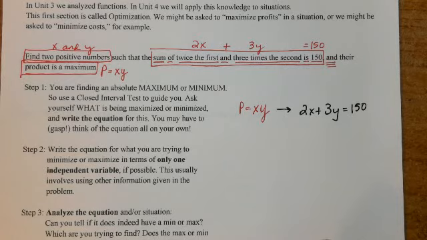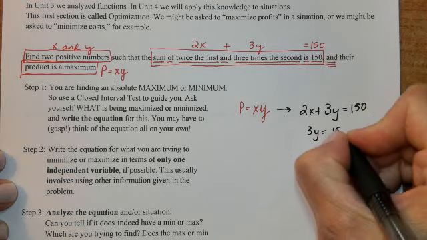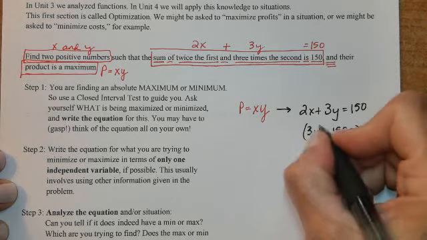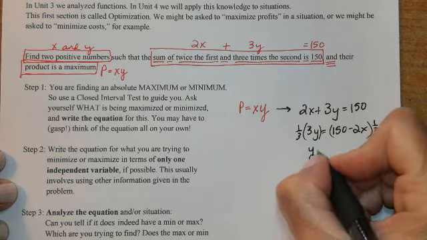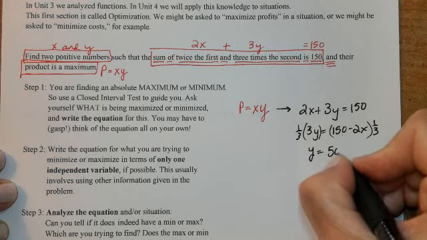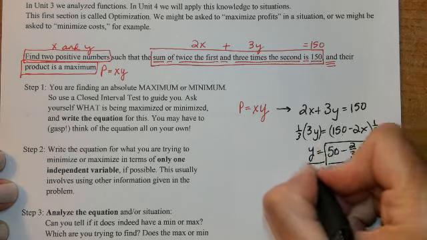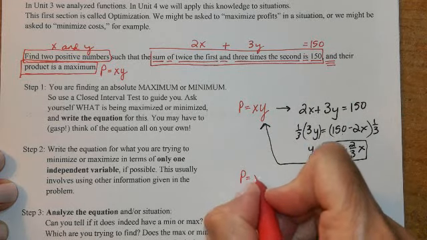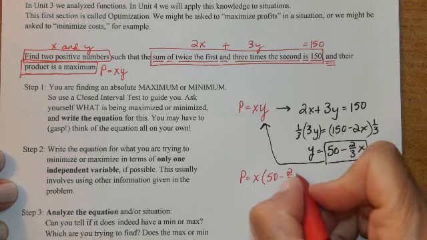It doesn't matter which one. I think in this case I'm going to solve it for y. So 3y will be 150 minus 2x, and then I'm going to take a third of both sides, multiply both sides by a third, or divide both sides by 3. y is equal to a third of 150 minus 2/3 x. That expression goes in for y right here. So our new product equation becomes P is equal to x times (50 minus 2/3 x).